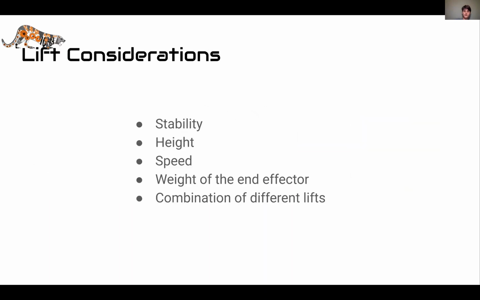So some lift considerations are stability. You don't want something to be too tall and not stable. The heights, which are important to reaching some of those elements, are the scoring zones. The speed of your lift, the balance of your robot. You don't want one side to be way too heavy compared to the other, and the combination of different lifts.